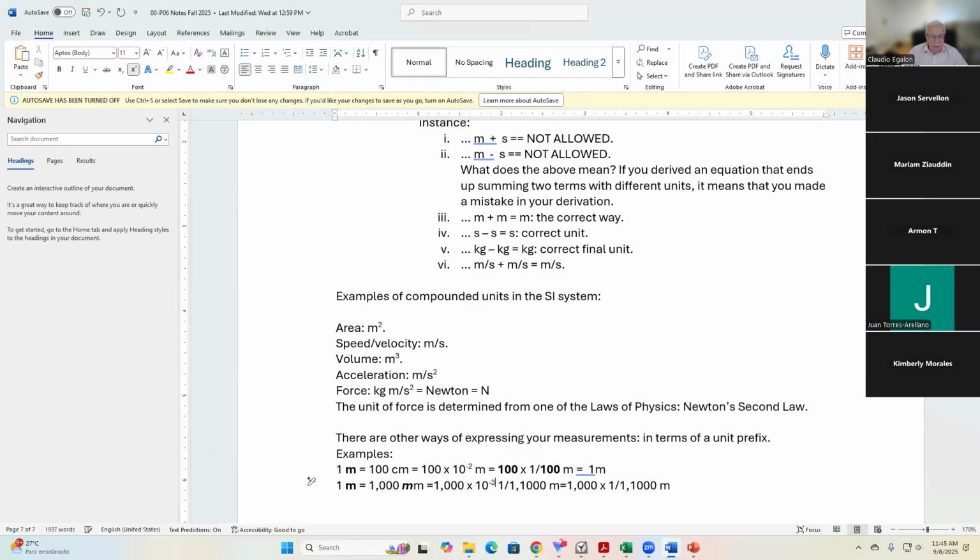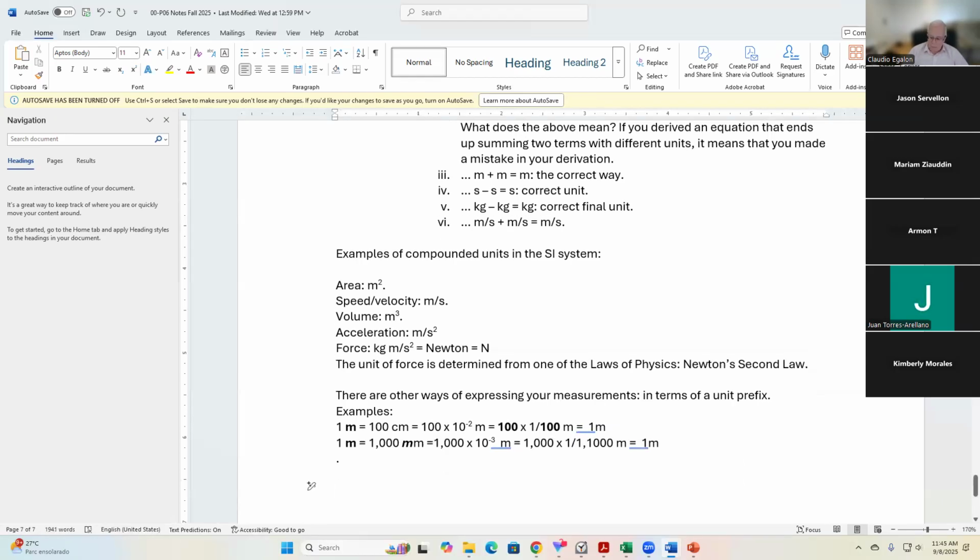Those are the most important ones that you're going to see. And 10 to minus 3 is what? 1 divided by 1,000, which returns us to the original equation, that is 1 meter, okay? So you can come up with a table of different prefixes.